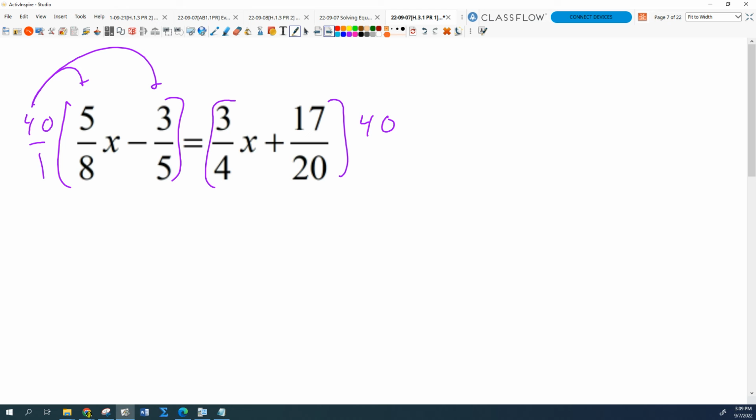40 over 1 times 5 over 8 x is going to give us 200 over 8 x, right? Minus, if I multiply here, I'm going to get 120 over 5 equals a bunch of stuff on this side. Now I've got to reduce the fractions, right? What am I going to get when I reduce those fractions? 8 goes into 200 how many times? 25 times, right? So that's going to reduce to 25x. 120 over 5 is 24, right?